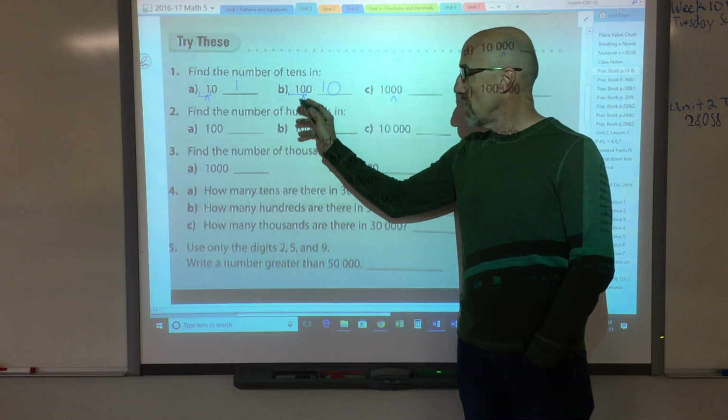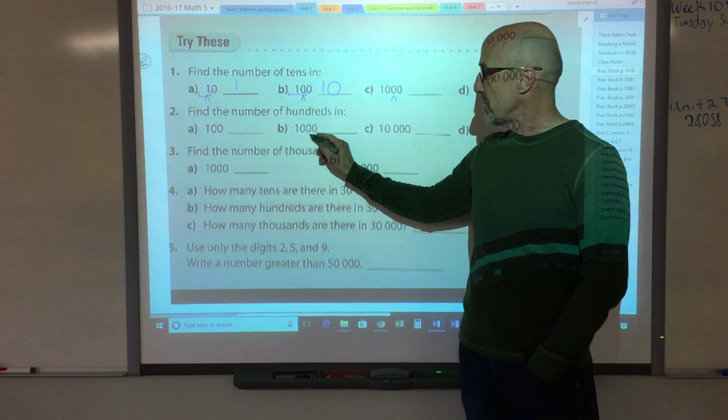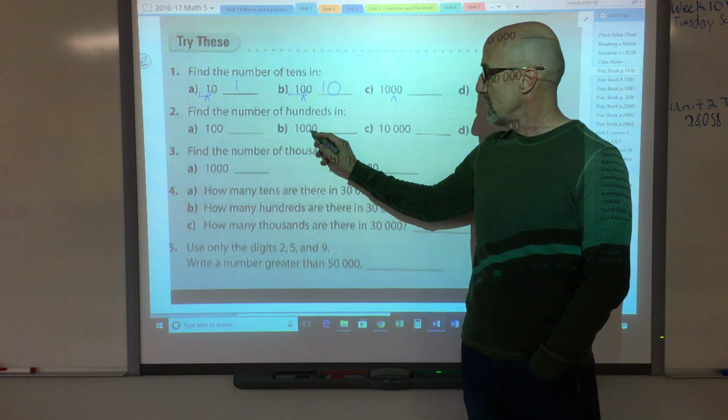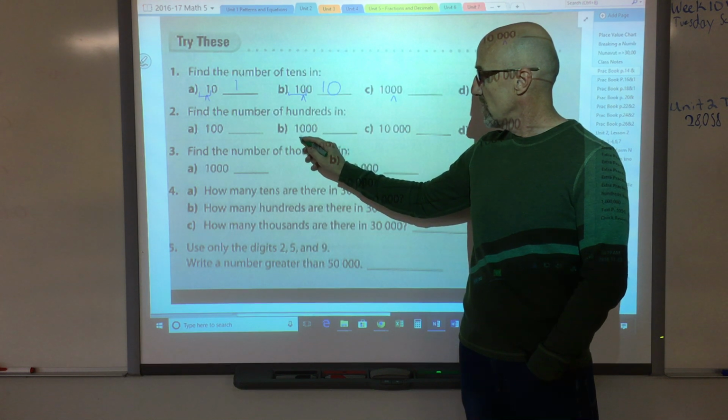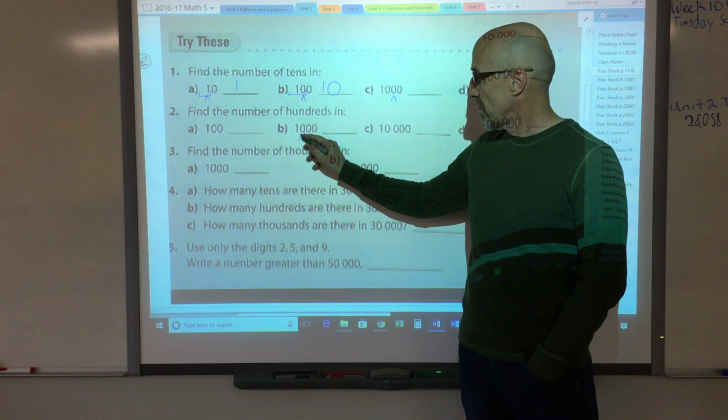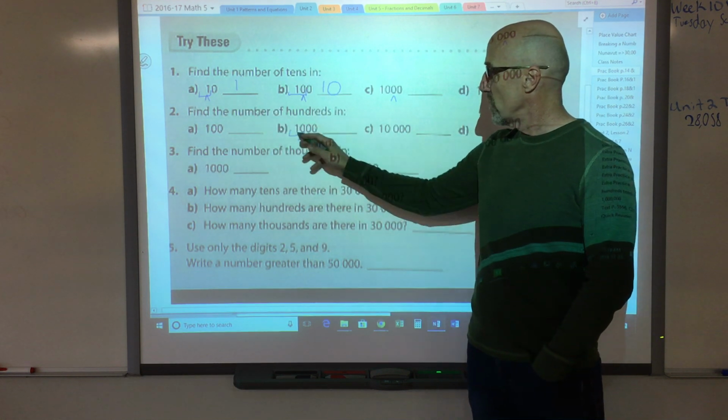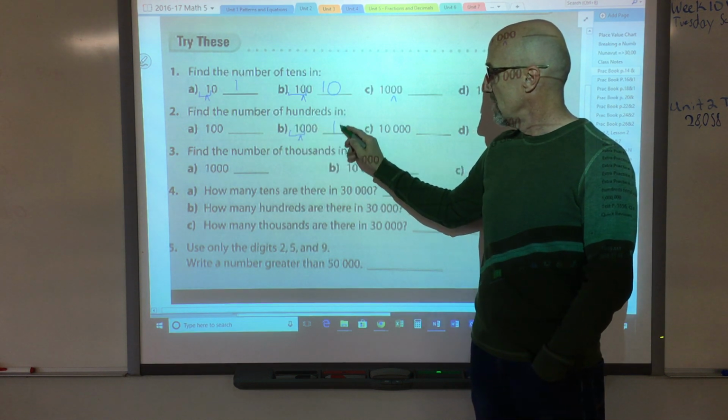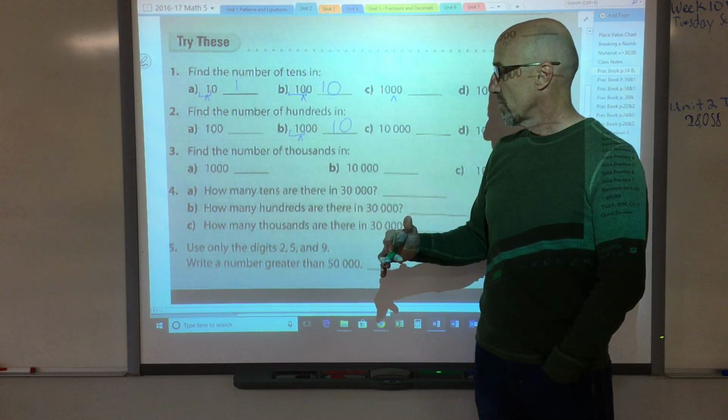So you're gonna take that little up caret and you're gonna draw it underneath the column you're talking about. So in this case, we're talking about the ones, or the units, tens, hundreds. Let me say, how many hundreds are in 1,000? There are 10 hundreds in 1,000.